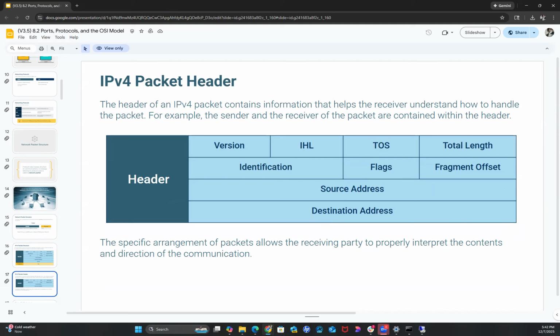The destination address specifies where the packet is going, and the receiver uses this to verify that it was intended for their final recipient.